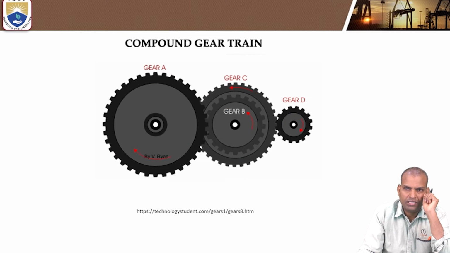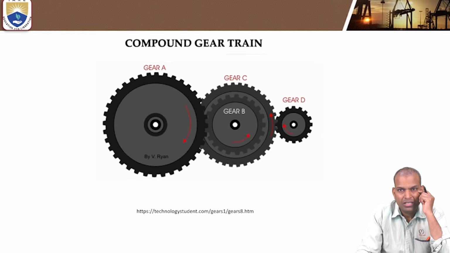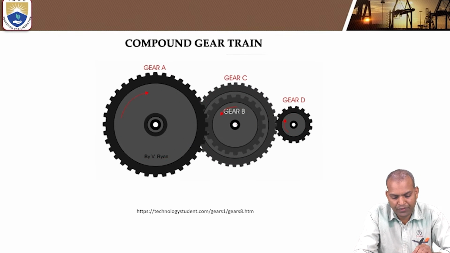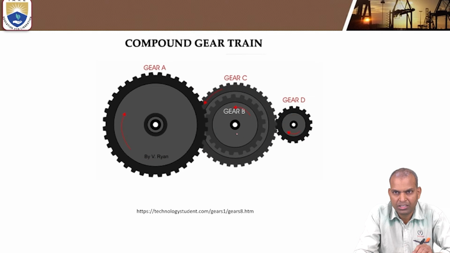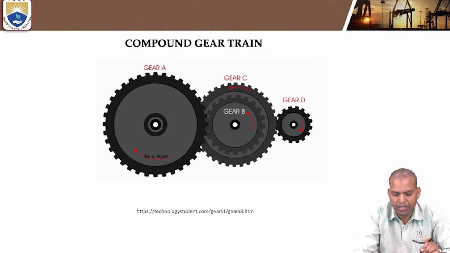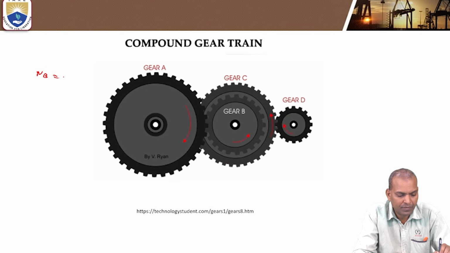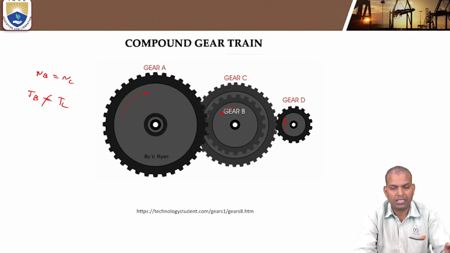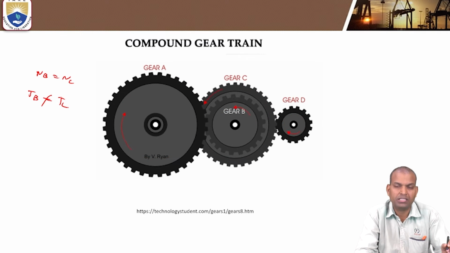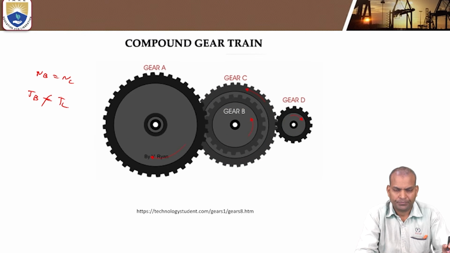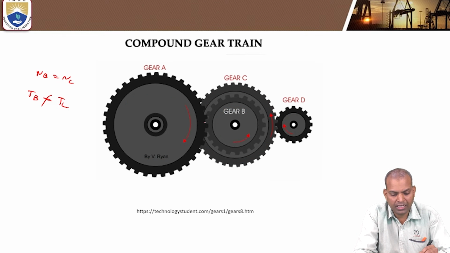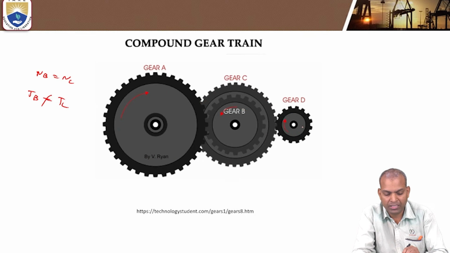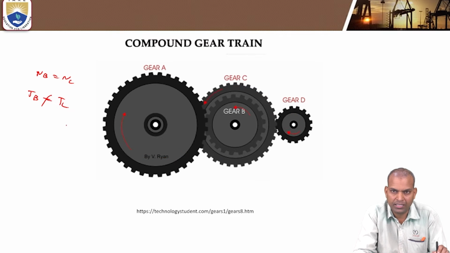The next gear train is the compound gear train. In this compound gear train, here we can see the two gears are fixed. Gear B and gear C are fixed on a single shaft. The speed of gear B is equal to the speed of gear C, but TB is not equal to TC. The number of teeth on gear B is not equal to the number of teeth on gear C. And gear A is in contact, meshed with gear B. And gear B is not in touch with gear D, but gear C is in contact with gear D.